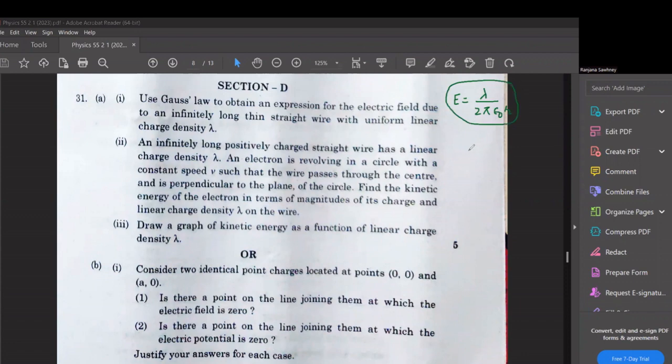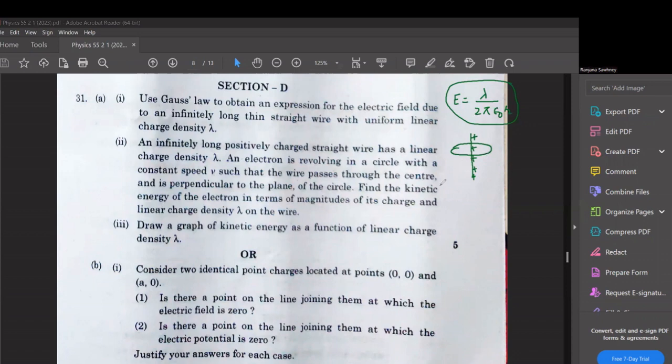Next is this long line charge. Suppose positive charge is uniformly distributed. Now it's given that an electron is moving in a circular path with this line charge at the center. Now find the kinetic energy. As this electron is revolving, which energy will it possess? It will have kinetic energy. So that expression of kinetic energy you have to determine.